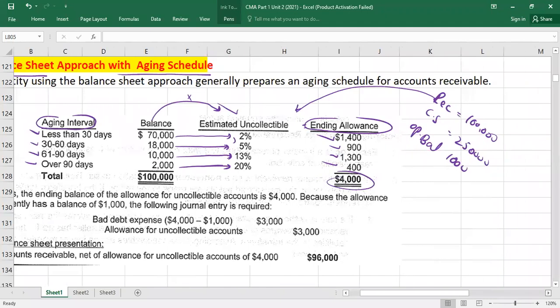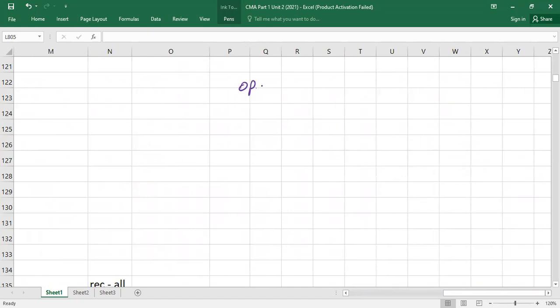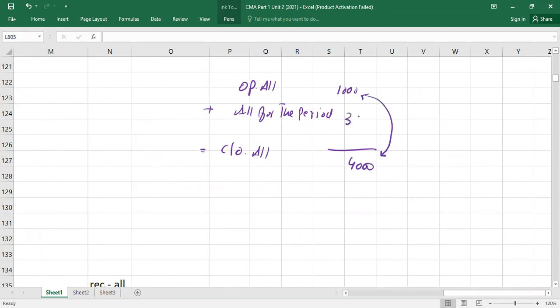And again, you have to complete the equation. We have opening allowance, which is $1,000. You will add here the allowance for the period, and you will get closing allowance, because you have a closing allowance of 4,000. Obviously, the difference of these two will be the allowance for the period. And this value you will take to the income statement as expense. So it will be an expense entry. I told you already, same entry: debit loss, and credit allowance for uncollectible accounts by 3,000.